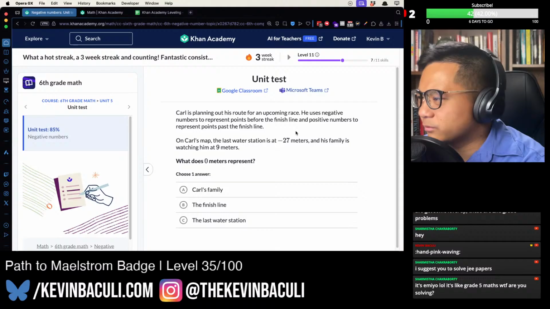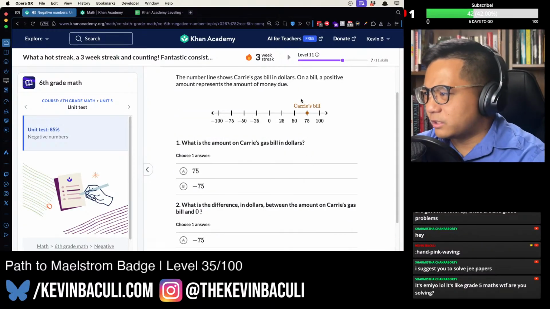Carlos is planning out his route for an upcoming race. He uses negative numbers to represent points before the finish line, positive numbers to represent points past the finish line on Carlos's map. The last water station is at negative 27 meters. His family's watching at 9 meters. What does 0 represent? Past the finish line. The finish line.